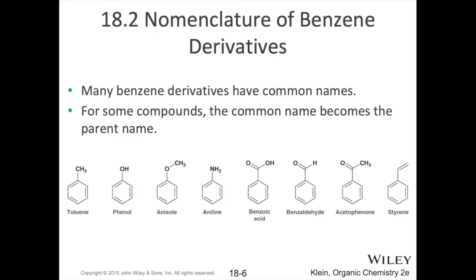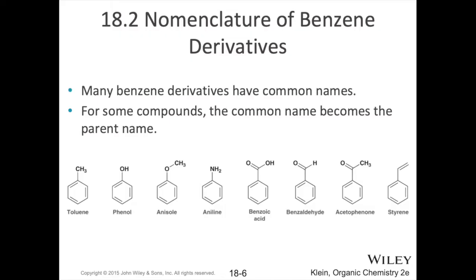With that being said, it might be a good idea to memorize some of these common names. And you've seen some of these before. We've seen phenol before, way back in chapter 3 when we looked at acids and bases, right? You've seen benzoic acid before. But it is probably a good idea to get used to some of these other ones that you may not have seen before. So anisole is methoxybenzene. Aniline is an aminobenzene.